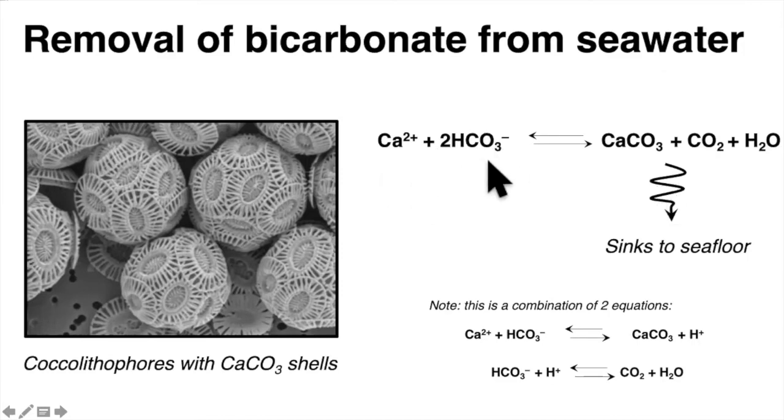And just to add that this reaction here is really a sum of two separate reactions. So you can see calcium plus one bicarbonate will make a calcium carbonate, and it'll make a hydrogen ion, which is essentially an acid group. This reaction makes acid. This acid will then be neutralized by another bicarbonate ion, and this is what forms carbonic acid, which will then dissociate into CO2 and H2O.